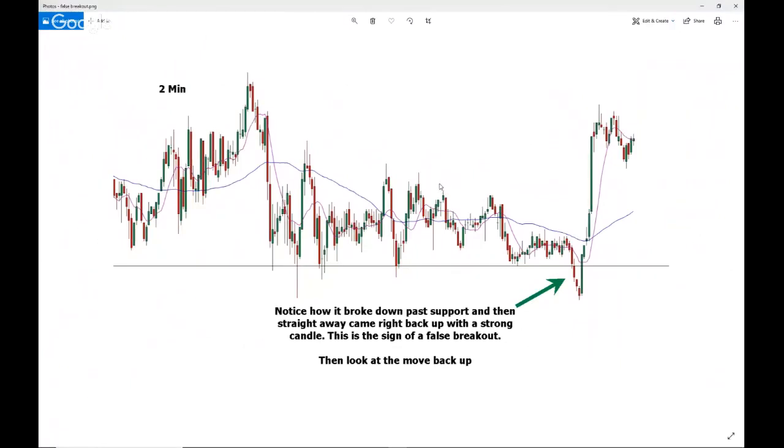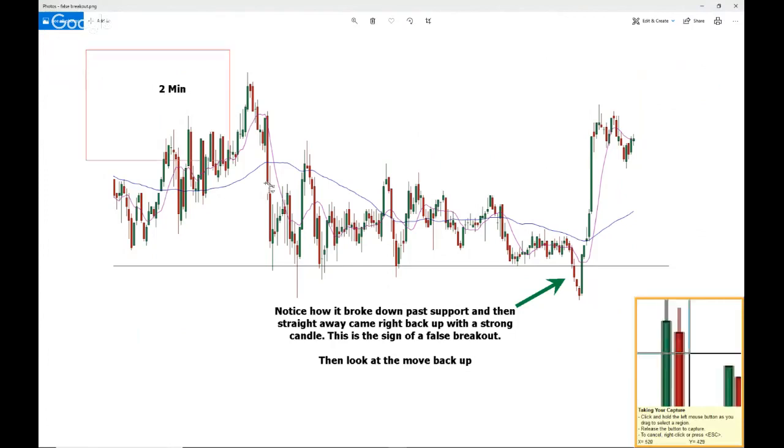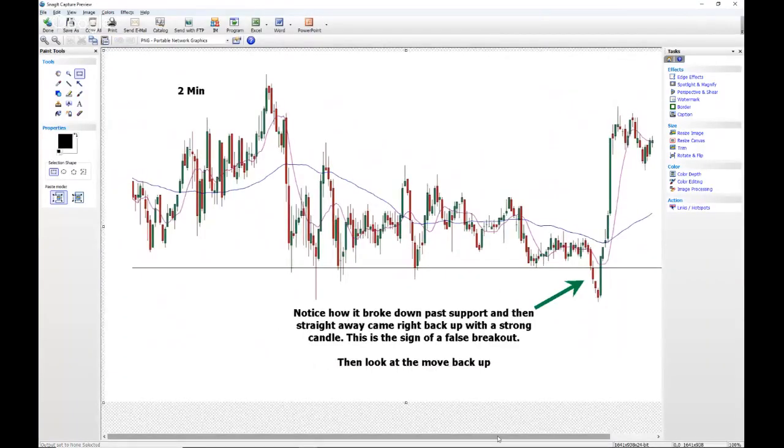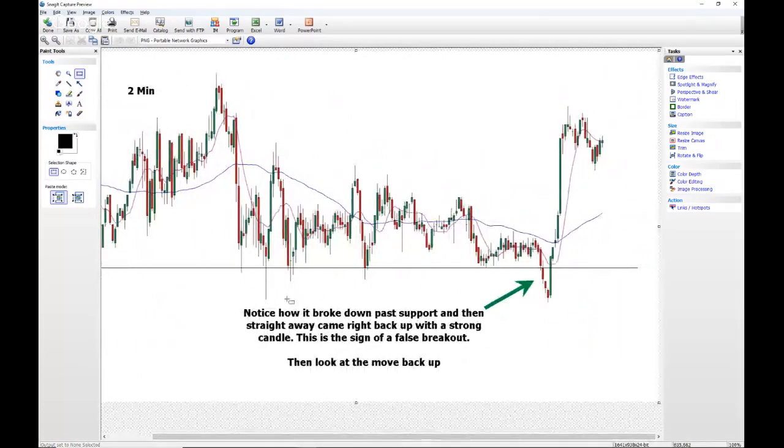Here we go again, right? Look at this here. Look at all this support through here. Support, support, support. The market broke down. And once again, this is a 2-minute chart, so it's the same thing on every market. This one here was a futures chart, I think it was. So notice how it broke down past support and then came straight back up again.